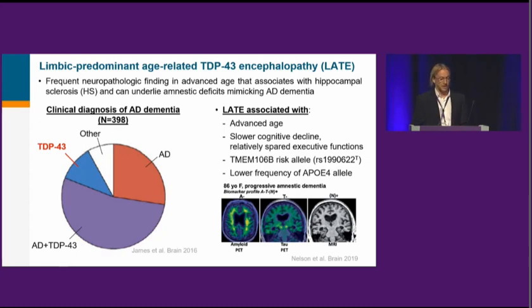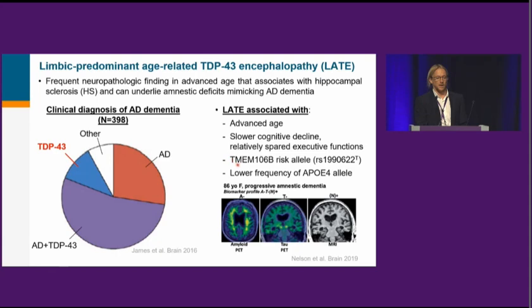So this is shown here in autopsy findings where a considerable subset of patients clinically diagnosed with AD dementia actually turn out to have TDP-43 pathology as their principal pathologic correlate. And this condition, LATE, is associated with advanced age, comparatively slower global disease course compared to AD, and a somewhat more amnestic selective cognitive deficit.